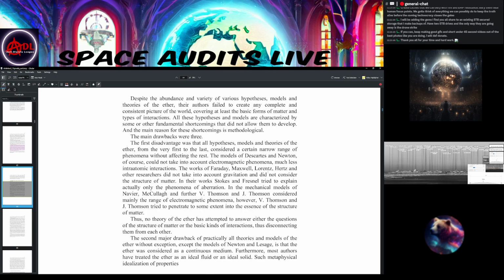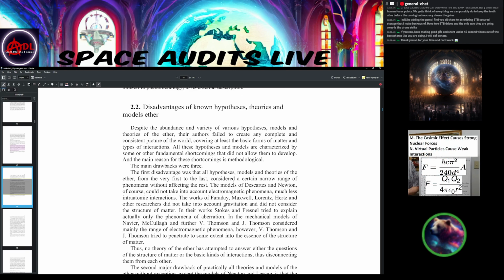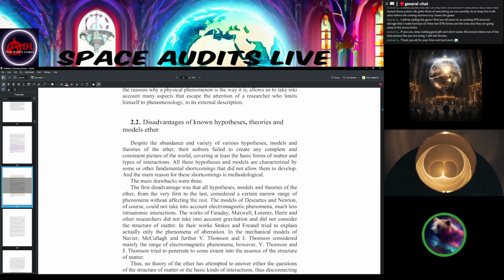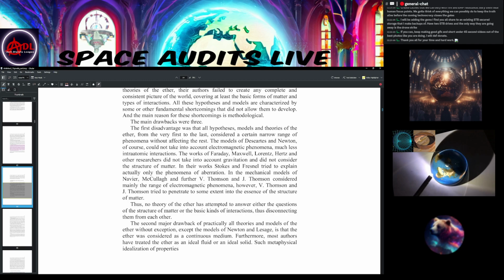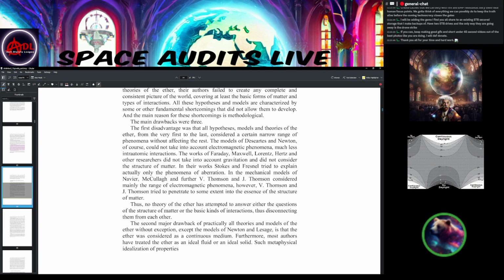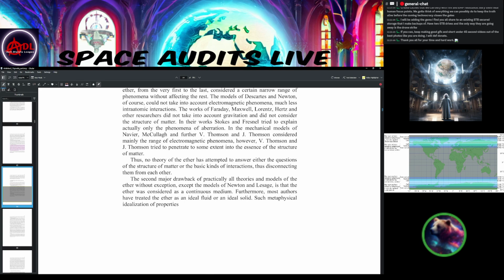So anyway, they did not consider any structure of matter in their works. Stokes and Fresnel tried to explain actually only the phenomenon of aberration. So yeah, these people were only concerned with how light was moving. Faraday and Maxwell and Hertz didn't take into account gravitational effects. And let's see, what was the other one? Can't remember. These two couldn't account for electromagnetic phenomenon, so the relative motion of a conductor and a something else. I can't remember. It's what Einstein based his postulates off of, but it's basically, when you move a magnet by a conductor, it generates an electric current, or when you move the conductor over the magnet, it generates an amplified magnetic field or something like that. Like that's the Lorentz force. So I guess these theories could account for that, and vice versa. So that's what we're looking at here.